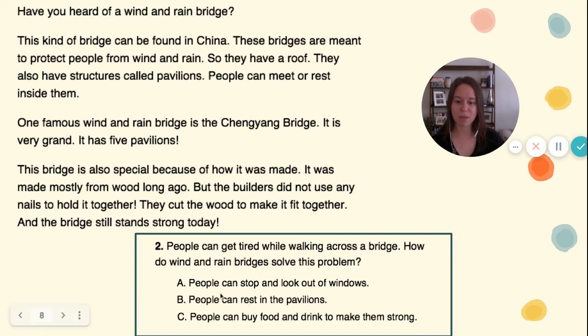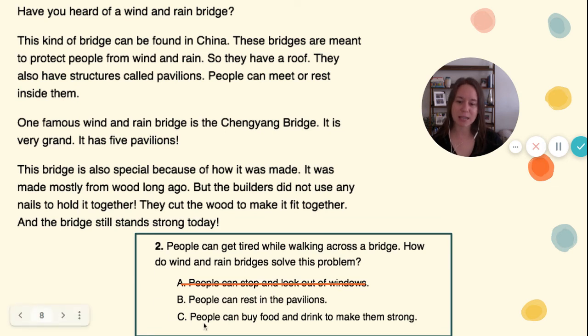First, I'll look for people can stop and look out of windows and see if I can find that in the text. Let's see. The bridges are meant to protect people from wind and rain. They have a roof. They have pavilions. I'm not really seeing anything about people looking out the windows. So I'm going to cross out that answer choice.